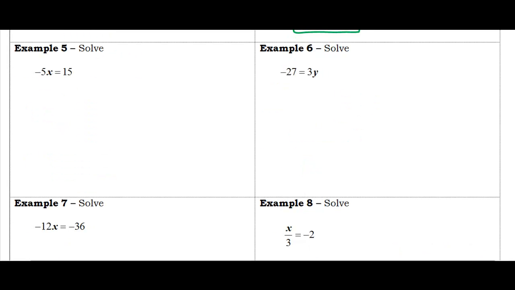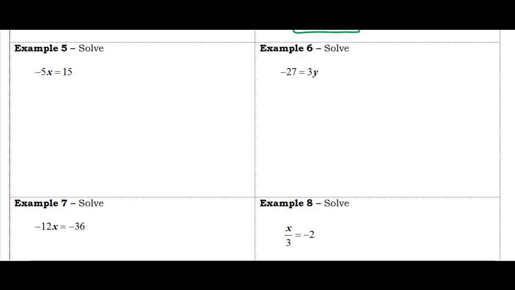Now, in example 5, we want to isolate who? X. Who's with it? Negative 5. Now, how is the negative 5 attached? Multiplication. Did you notice in the previous examples, when something was attached by addition, we subtracted? What do you think we're going to do if something's attached by subtraction? We're going to add. If something's attached by subtraction, we're going to add. We do the opposite operation.